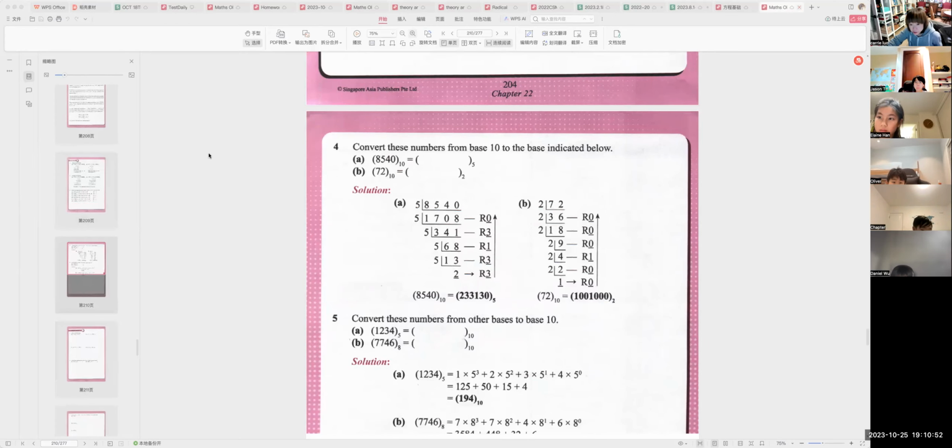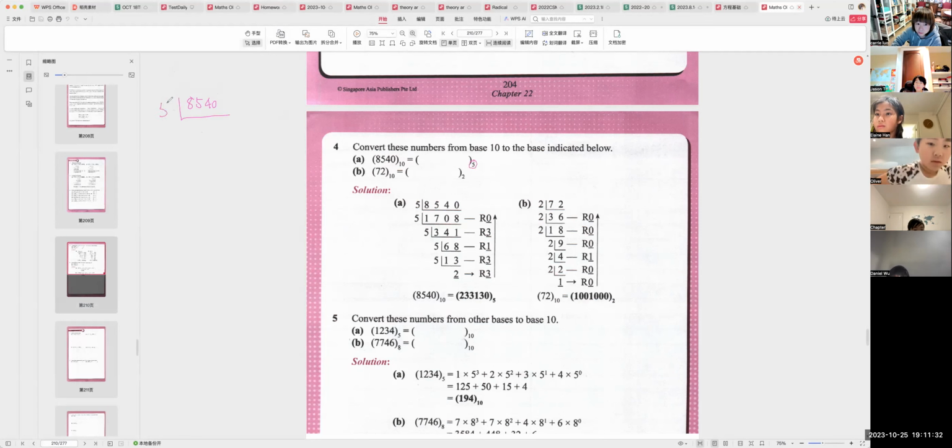Okay, so now let's move forward to how to change the binary to the 10 base number and how to change the 10 base number back to the binary. We're going to learn how to convert a number from base 10 to the base indicated below. Basically, you can transfer a base 10 number into any base number at all. All you need to do is some divisions. First of all, if I want to convert 8,540 into a base 5 number.